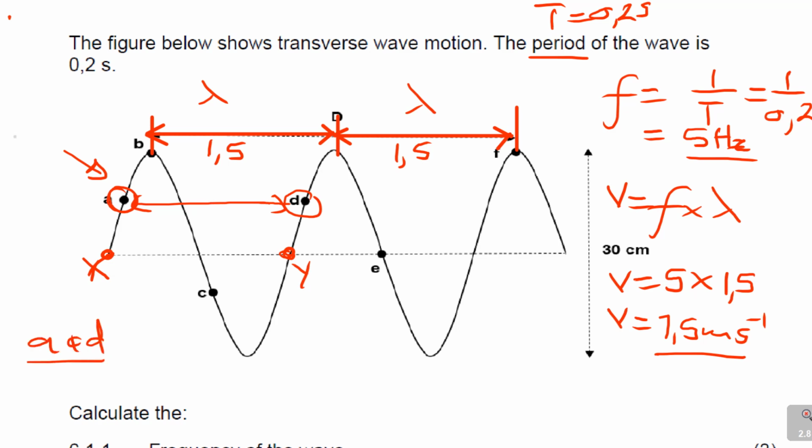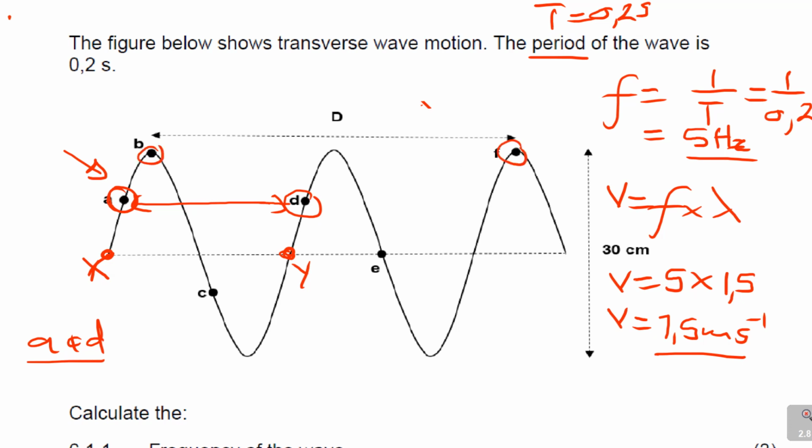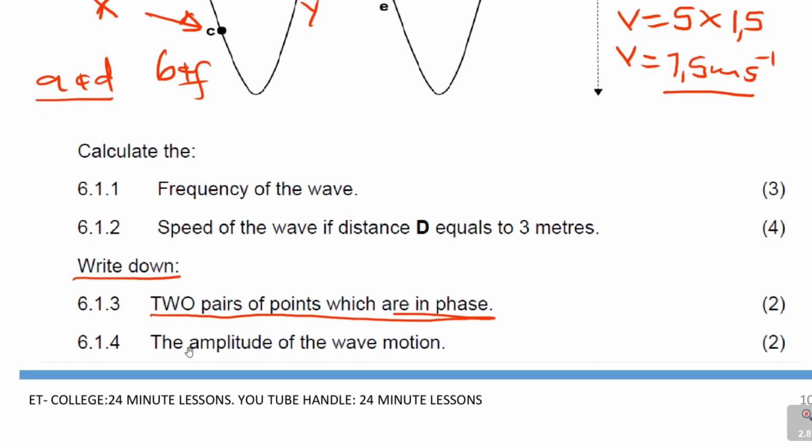Which other points can you say are at the same point? Look at it. There, B and F. So if B was about to go down, even F will be about to go down. So the next one is B and F. We can say C. Look at C and what? And E. No, they're already showing a bit different side. So they're in phase. Now the next one is the two pairs of points in phase 2.